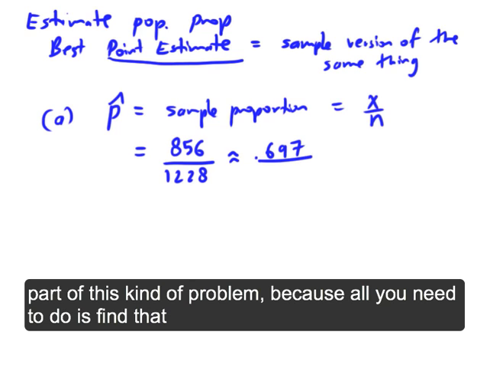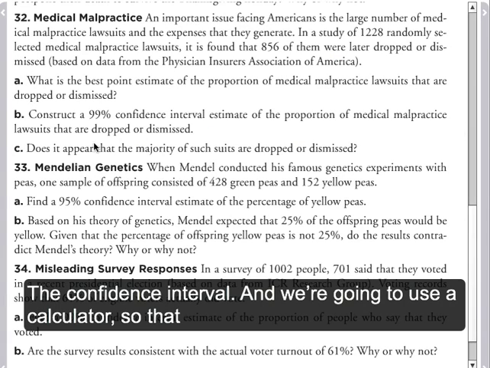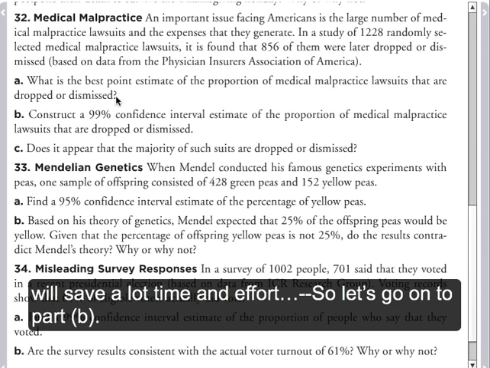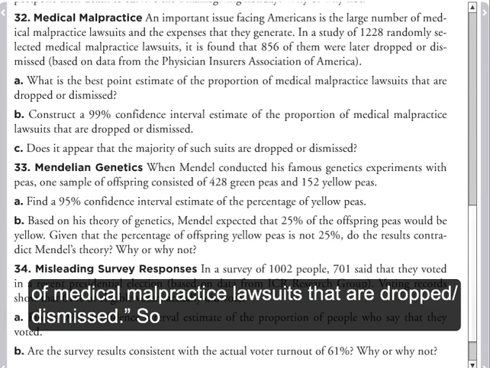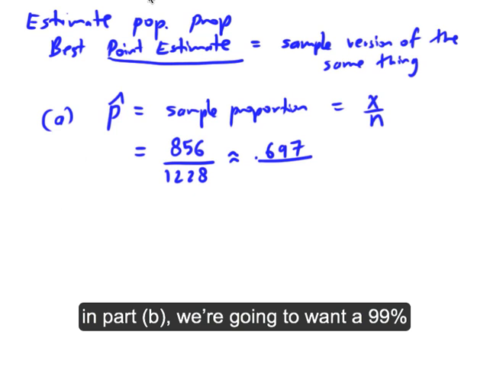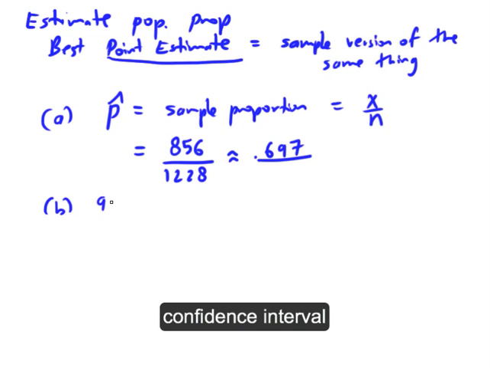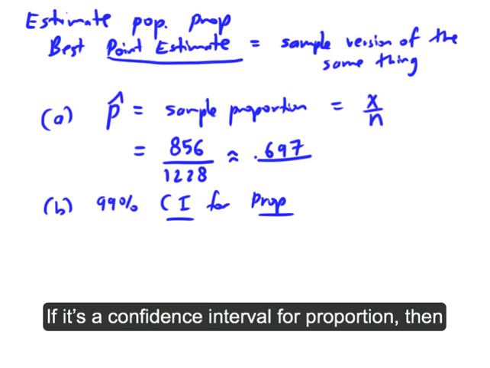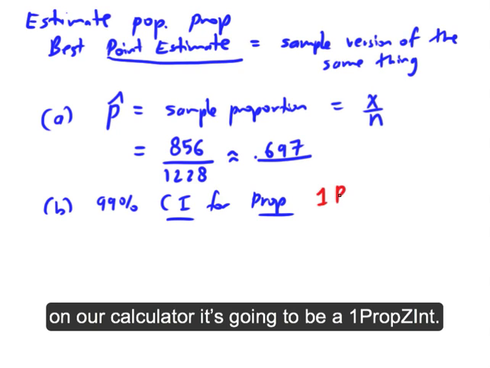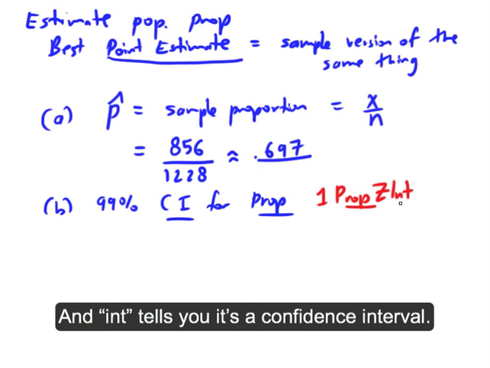So that's our best point estimate. Now that's always the easy part of this kind of problem, because all you really need to do is find that sample statistic. The real work is the second part, the confidence interval. And we're going to do it with a calculator, so that's going to save us a lot of time and effort. So let's go on to part B. Construct a 99% confidence interval estimate of the proportion of medical malpractice lawsuits that are dropped or dismissed. If it's a confidence interval for proportion, then on our calculator it's what's called a 1PropZInt. Prop tells you it's proportion, and we're doing an interval, a confidence interval.